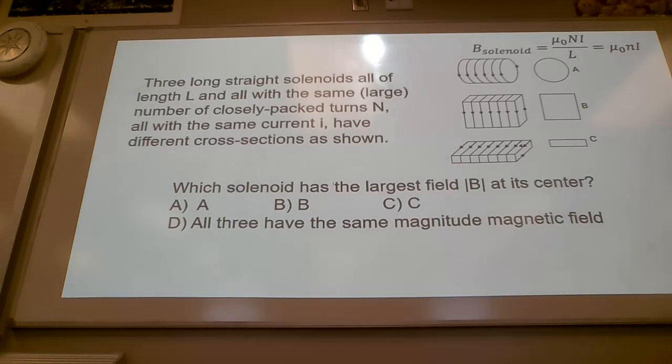Correct answer is, I'm just going to tell you, D. Cross-sectional area does not matter, so long as it's really long. Doesn't matter. It's easier to wrap in a circle than a square, but you don't have to.